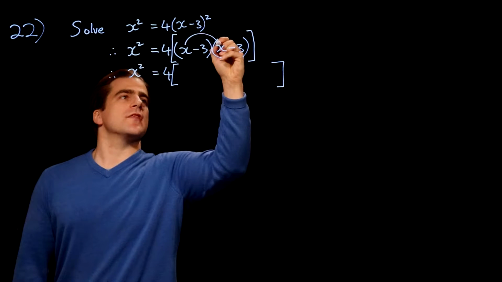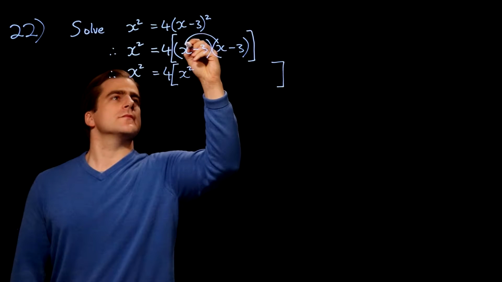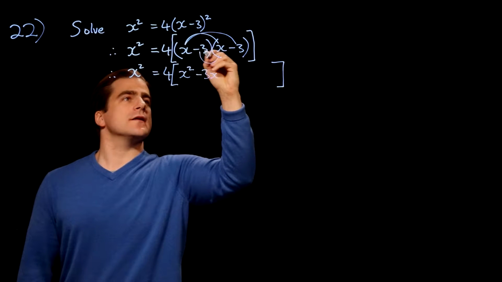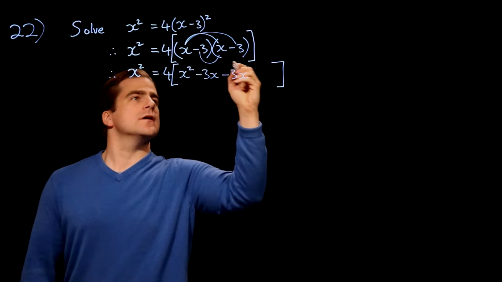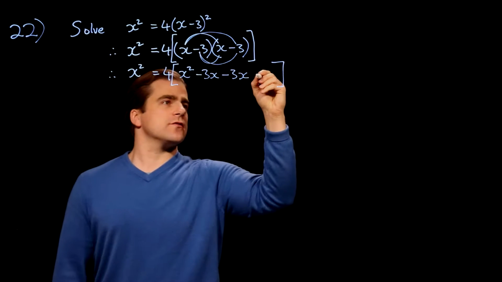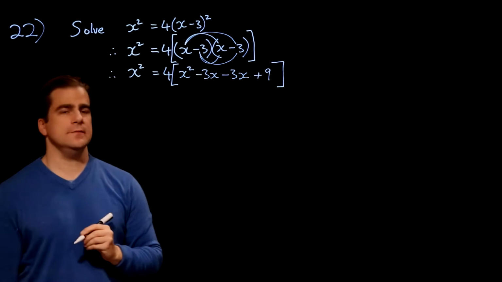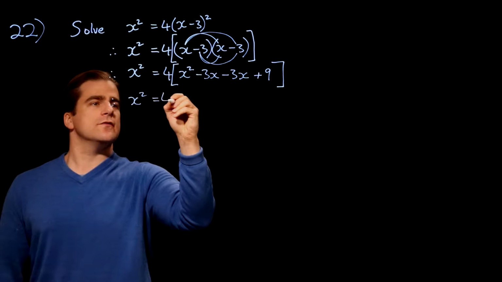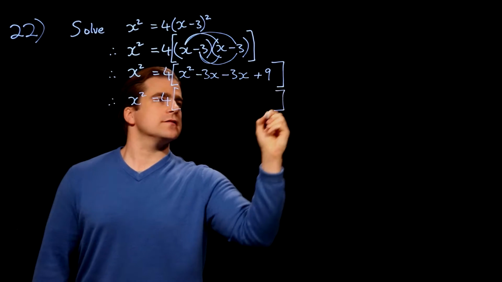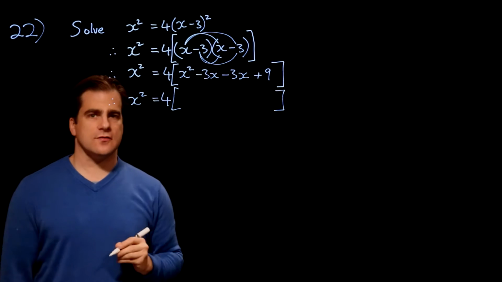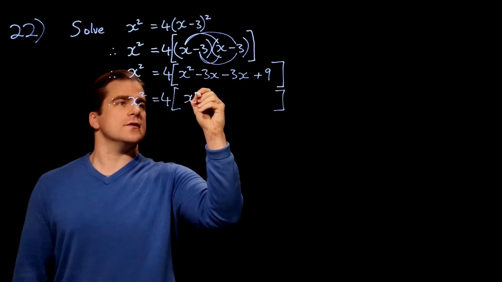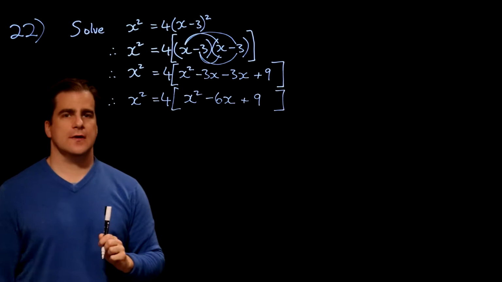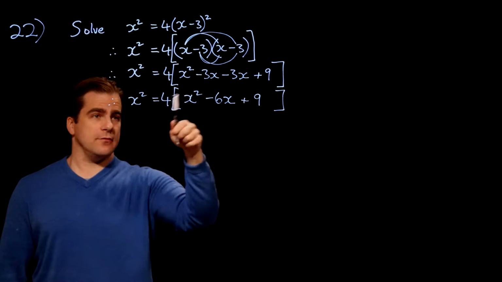So that times that is x squared, that times that is minus 3x, that times that is minus 3x, and that times that, minus 3 times minus 3 is plus 9. Okay? Therefore, x squared equals 4 brackets, gather like terms, minus 3x minus 3x is minus 6x. So we've got x squared minus 6x plus 9. Okay? And now we can multiply out this bracket with the 4.